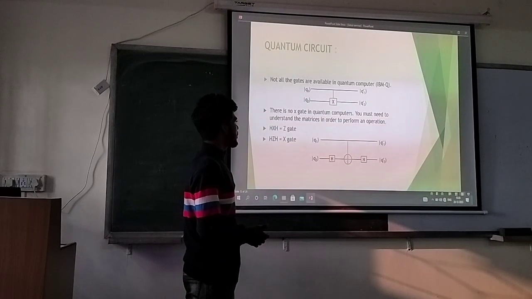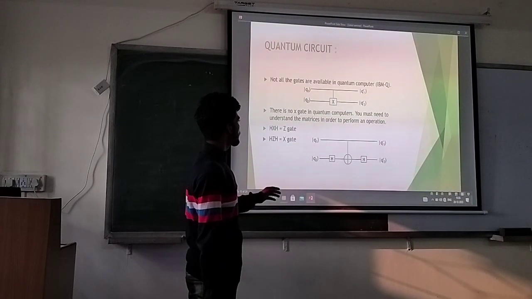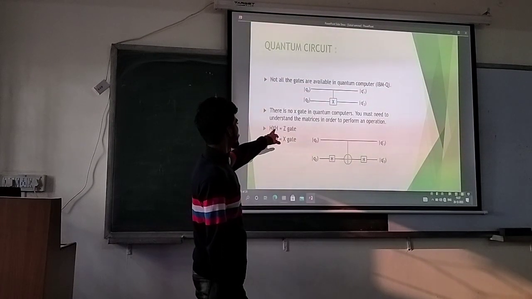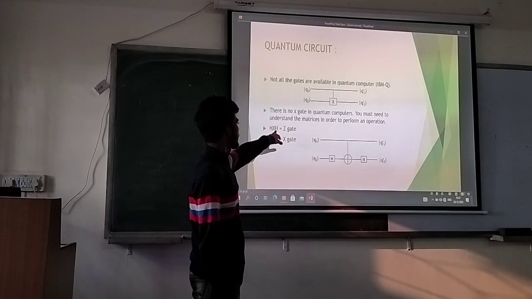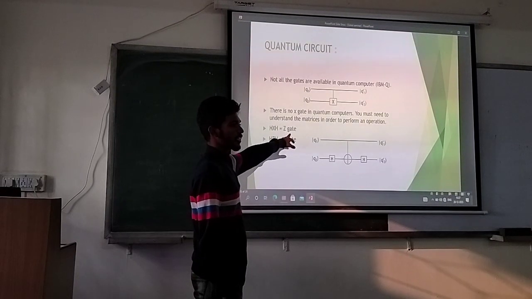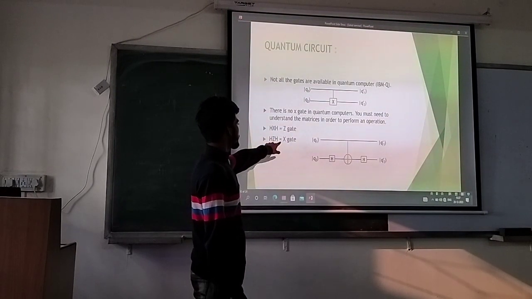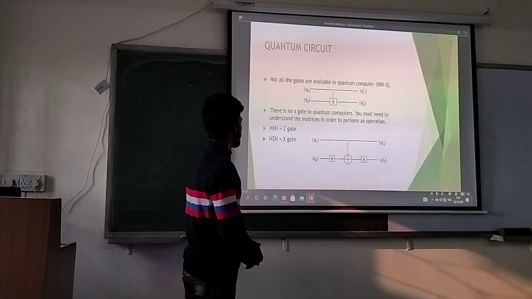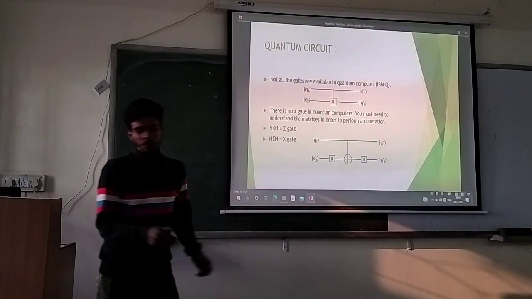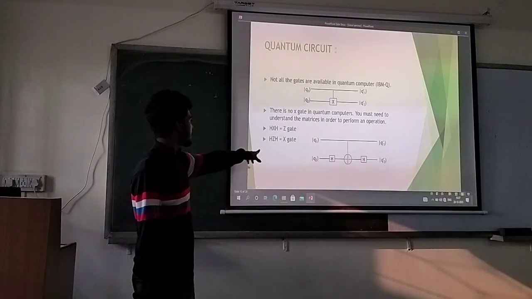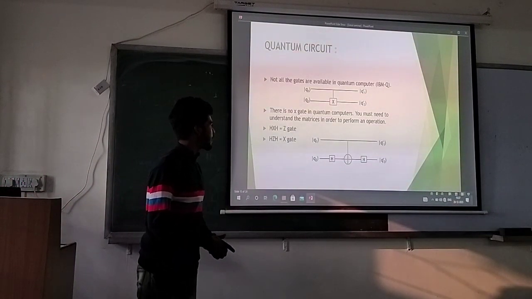There is no X gate in a quantum computer. You must understand the matrix to perform an operation. So when Hadamard acts on the X gate and then we act with H, we get the Z gate. And similarly, Hadamard on the Z gate, then H, equals the X gate. So by doing matrix transformation, we can get H Z H equals the X gate.